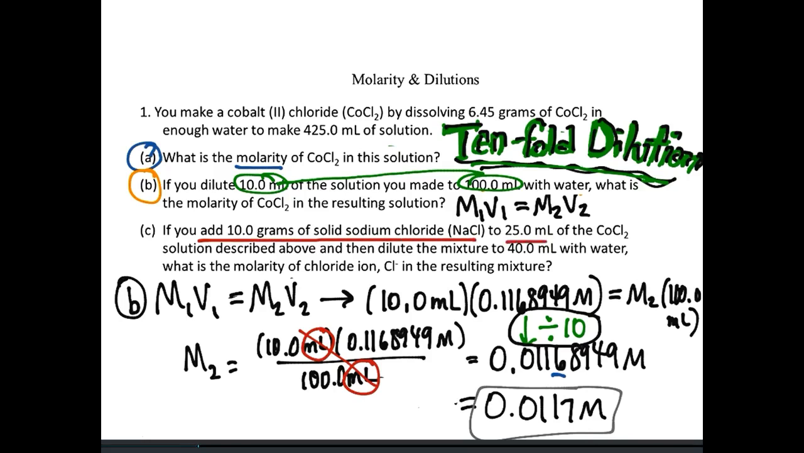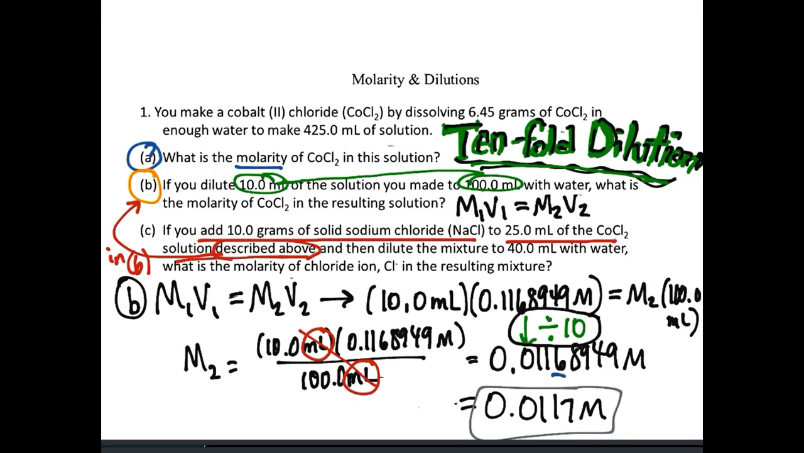Part C, we're going to take 10 grams of sodium chloride to 25 milliliters of the cobalt chloride solution described above. This is a little bit vague. I probably should have written described in part B above, but I didn't, because we have two different cobalt chloride solutions, and I don't really know which one I meant to use. I should have been more descriptive here, and I was not. So let's assume that it's the one in part B, and we're going to dilute that mixture to 40 mLs with water.